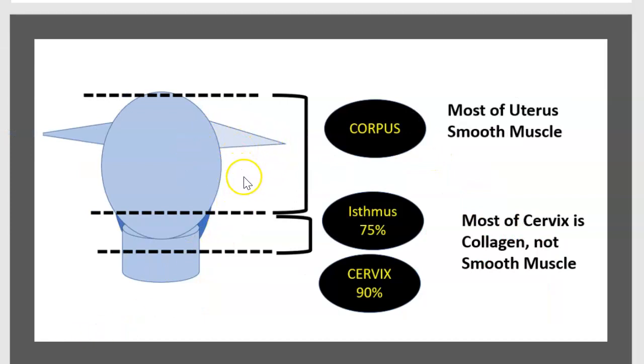Most of the uterus is smooth muscle. Most of the cervix is collagen, not smooth muscle. Isthmus is 75% collagen and cervix is 90% collagen.